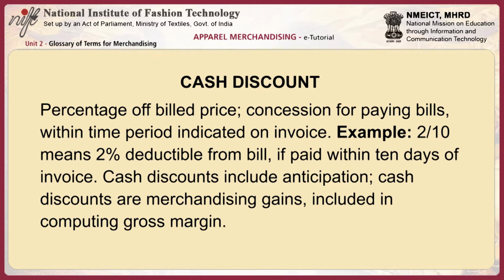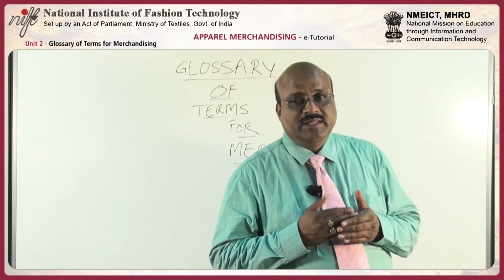So that means if the payment is made within 10 days of the invoice, the buyer will get a 2% discount on the invoice value. Cash discounts include anticipation, which we have discussed earlier, and cash discounts are merchandising gains included in computing the gross margin. Cash discounts are very important, and the buyer should always try to make use of the cash discounts by making payment on or before the deadline for getting the same. So cash discounts are an important source of improving the gross margin.